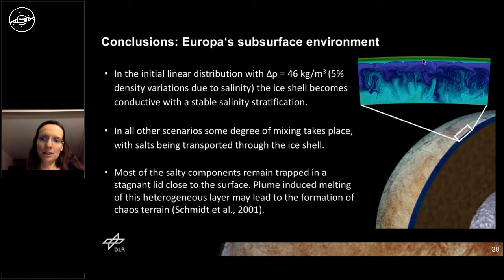And if you remember the scenario that has been proposed to explain the chaos terrain, this is compatible with having salts close to the surface, and we could have plume-induced melting of this heterogeneous layer and then create this kind of surface feature that we observe on Europa.